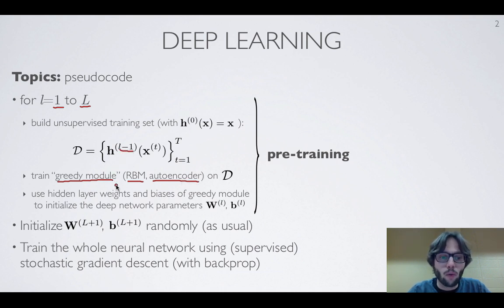And then we use the weights and the biases found for that hidden layer, trained using an RBM or an autoencoder, as the initial values for the parameters of that hidden layer in our deep neural network that we want to use for classification. Then we initialize randomly the last part of the neural network, the output layer, and train it using regular backprop, which is referred to as fine-tuning.